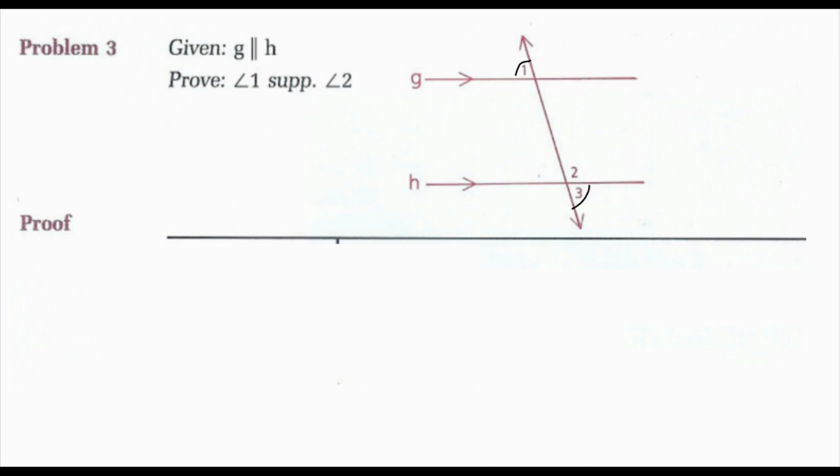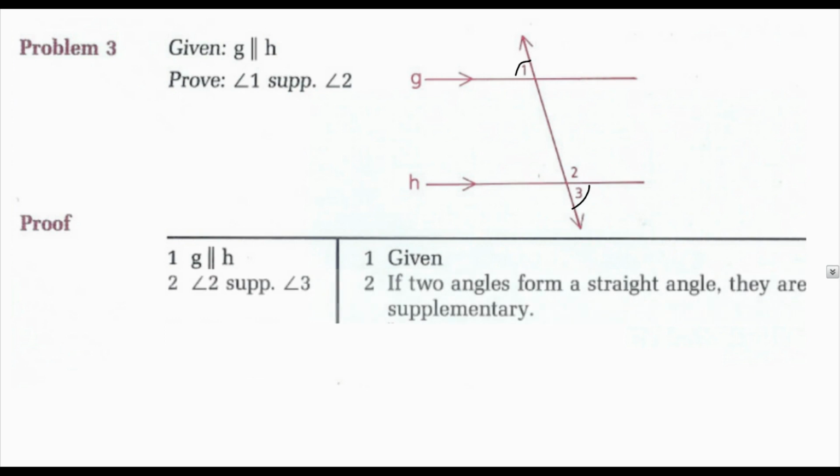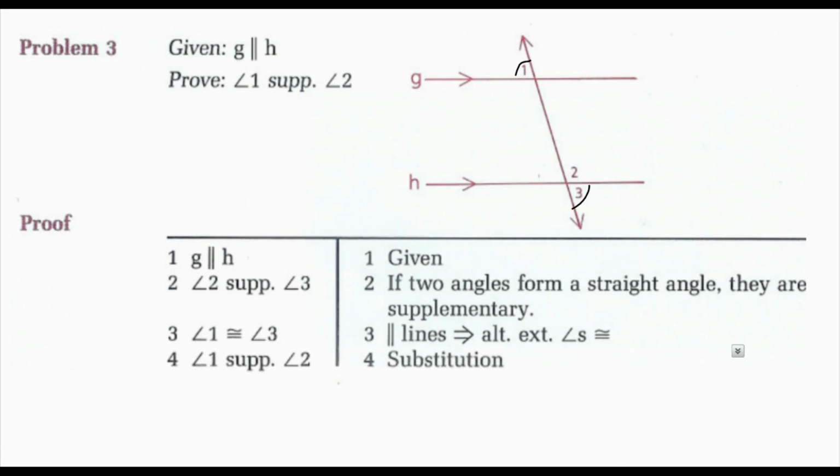So looking at these in my statements and reasons, I have my first given, G is parallel to H. Then I could say that 2 is supplementary to 3 if two angles form a straight angle, assume from diagram, they're supplementary. Then 1 would be congruent to 3 because parallel lines, then alternate exterior angles are congruent. Then I'll show that angle 1 is supplementary to angle 2 by substitution.